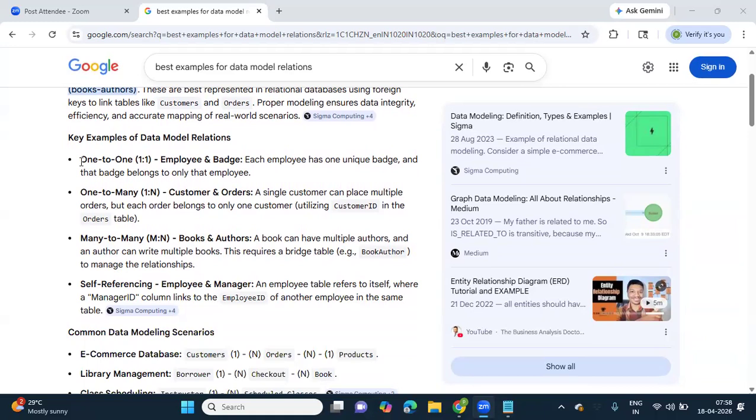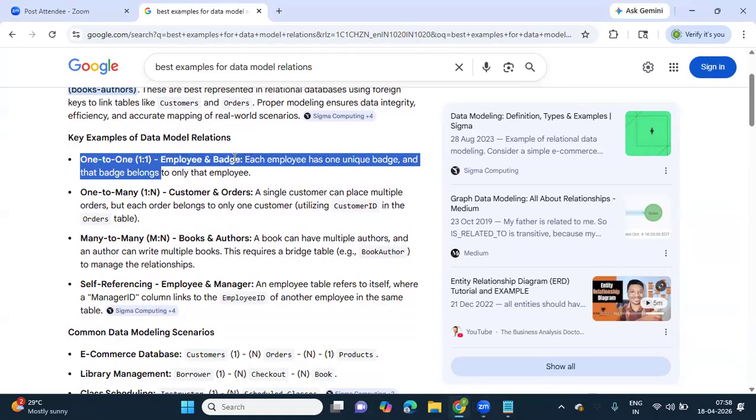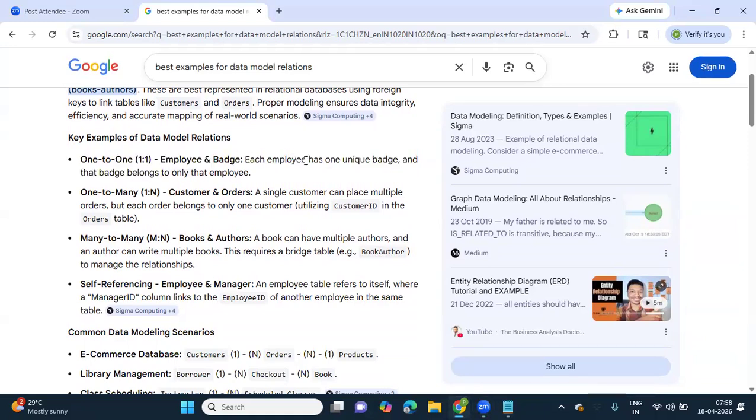Okay, let's see. In one-to-one relationship, they have taken an employee and a badge, which means each employee has a unique badge and that badge belongs to only one employee. Either you refer it the other way, ID and employee, or employee and the ID, any way you refer, it is a one-to-one relationship. Badge means nothing but the ID card. Each employee should have only one badge, or one badge belongs to only one employee. So that's a one-to-one relationship.